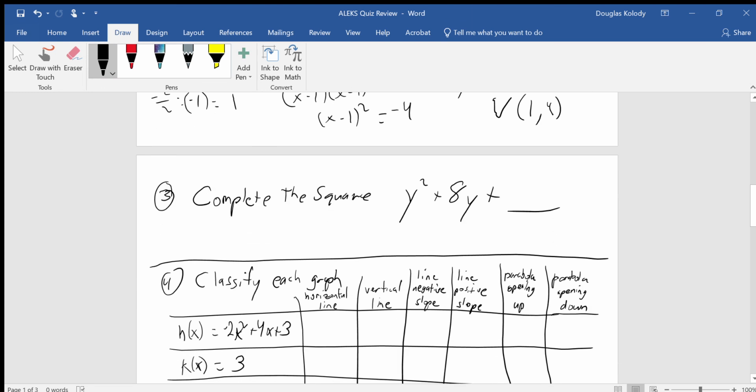Speaking of completing the square, a few of you had questions about this. Take the 8, cut it in half and get 4. Then square the 4 and get 16. Guess what? You're done with that question.